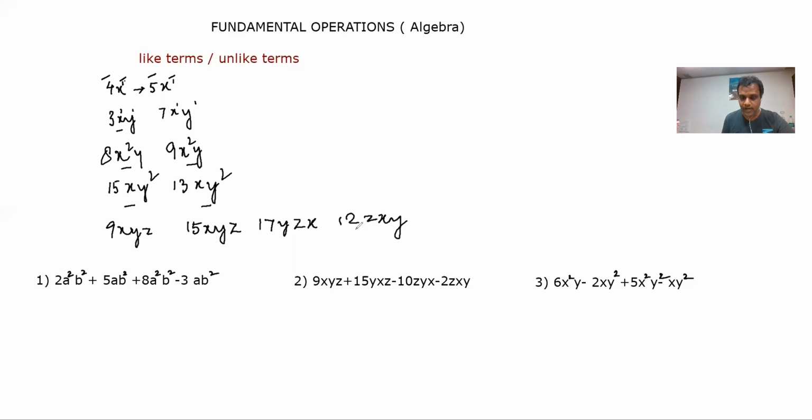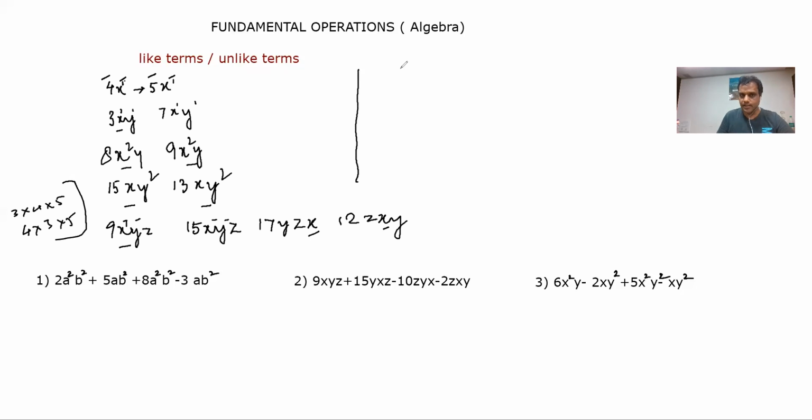Can you tell me all these are like or unlike terms? These are all like terms because they have same variables, and their powers are also same. X has a power 1 here, 1 here, 1 here, and 1 here. Similarly for y and z. So these terms are like terms. Very, very important. XYZ is like writing 3 into 4 into 5. YZX is like writing 4 into 3 into 5. They are same. These are like terms.